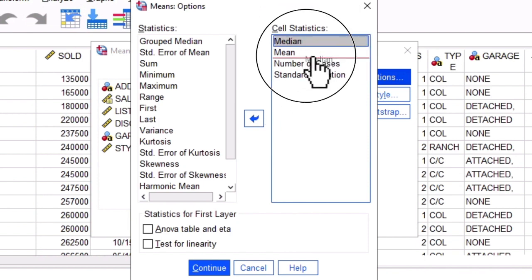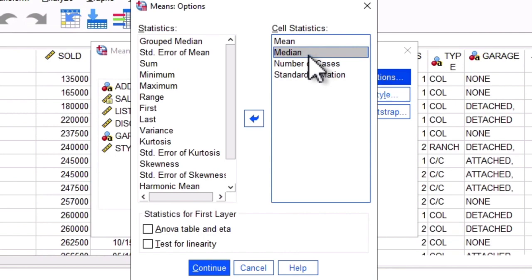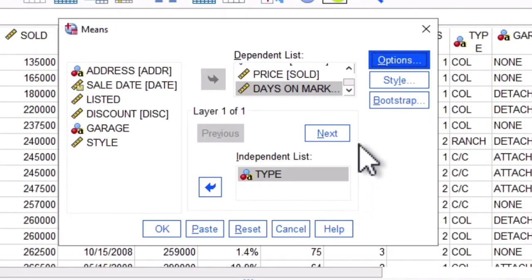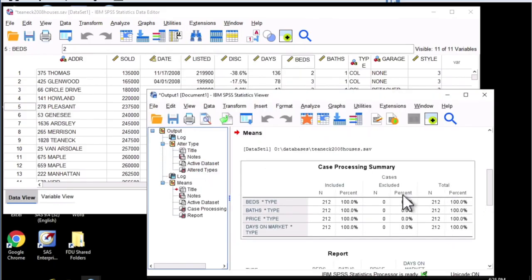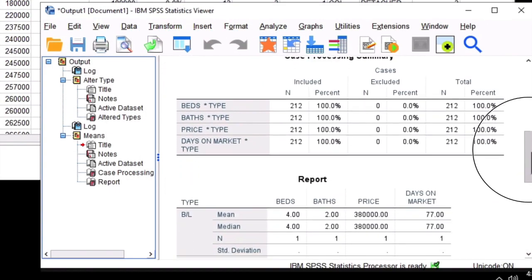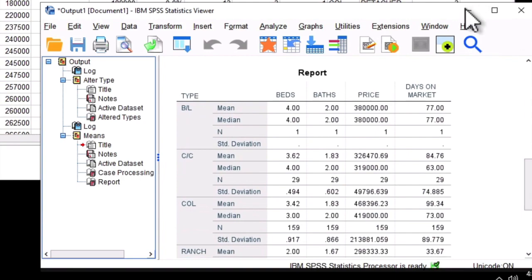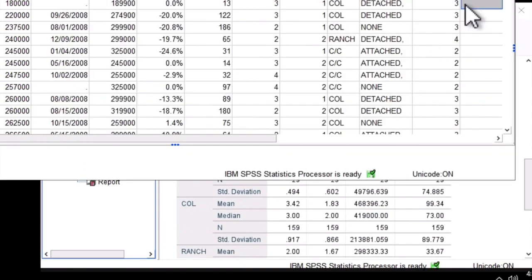Let's move this around. I'm holding down the mouse button and dragging so I can change the order that these things come out as. I say continue. I say OK. And here it is. We get our case processing summary, which as usual we're going to ignore. And we get our full report. So let's make this a little bigger.